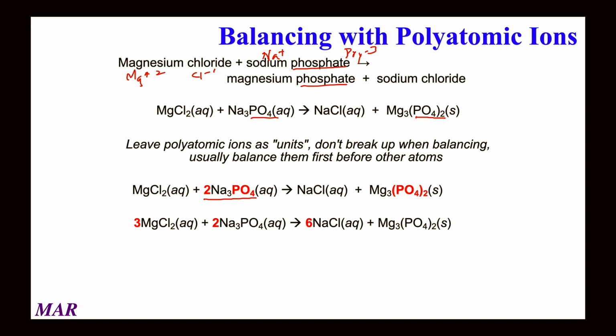Now, magnesium phosphate has 3 magnesiums, and magnesium chloride has just 1. So the other thing we're going to do is put a 3 right there. That'll make the magnesiums balanced. But now you can see you've got 3 times 2, 6 Cl's, and 2 times 3, 6 Na's. We're going to have to put a 6 in front of the NaCl to make that happen. So tentatively, this reaction looks balanced. Everything looks okay, but you can always check yourself.